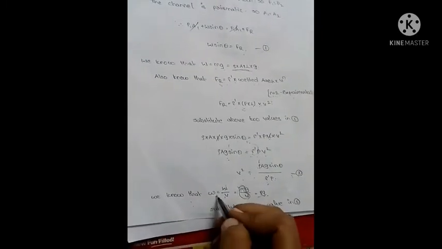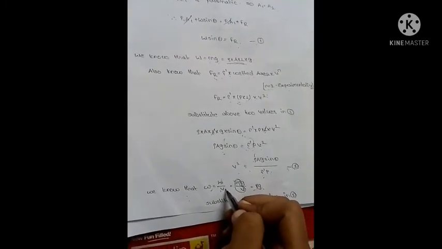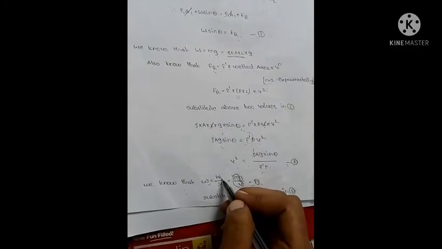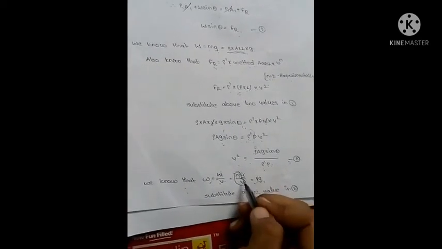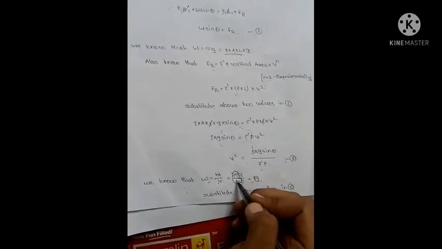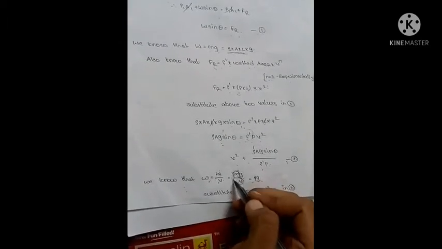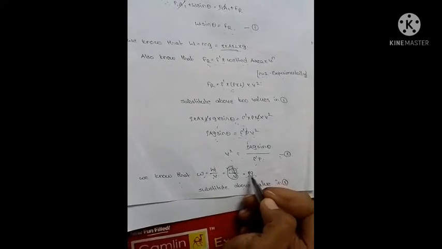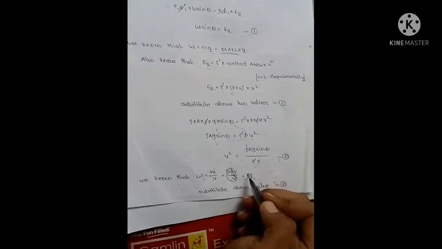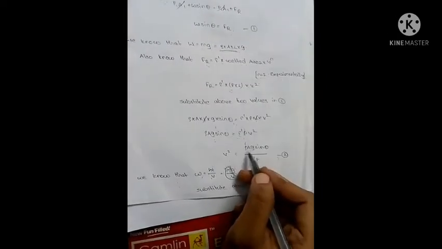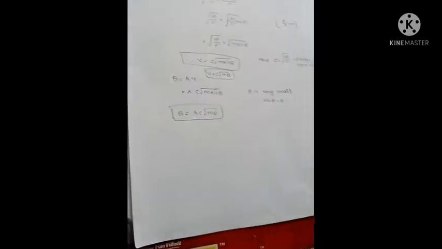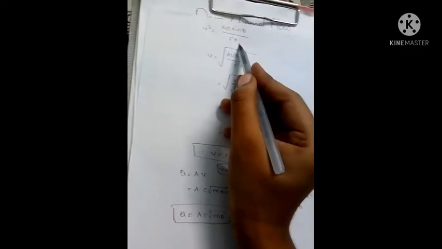We know that small w is equal to capital W by V. Then what is capital W? It is mg, so mg by V. We know that density rho is equal to mass by volume, so in this mass by volume place we will write rho g. Next, in this rho g place, just put small w. V square is equal to A w sin theta by F dash P.